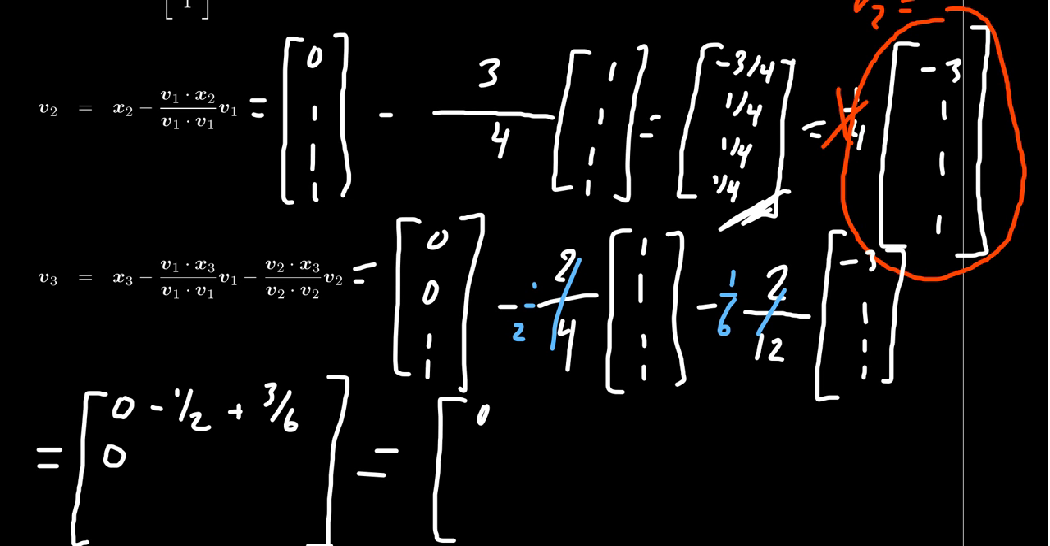For the second component, we still get a 0. We're going to get a negative 1/2. And this time, we're going to get a minus 1/6. And so I would need to write this 1/2 here. Like you said, we're afraid of fractions. This should be 3/6. So this will all add up together to be negative 4/6 or negative 2/3.